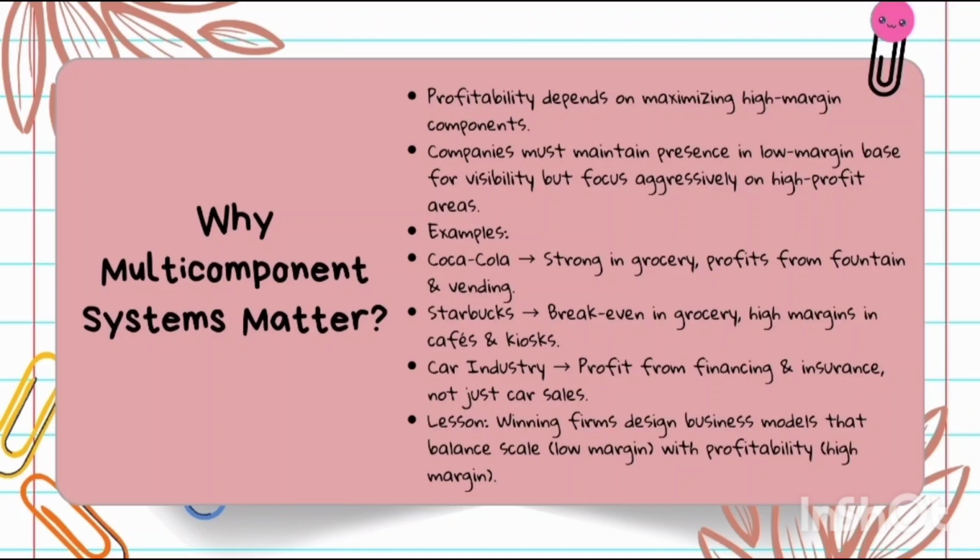Starbucks works the same way. Grocery sales just help them break even, but cafes and kiosks generate the real margins. Even in the car industry, selling cars alone isn't very profitable. The bigger money comes from financing, insurance, and after sales service. The lesson is clear: winning companies build business models that strike the right balance. They use the low margin base for reach while aggressively leveraging high margin components to drive profitability.